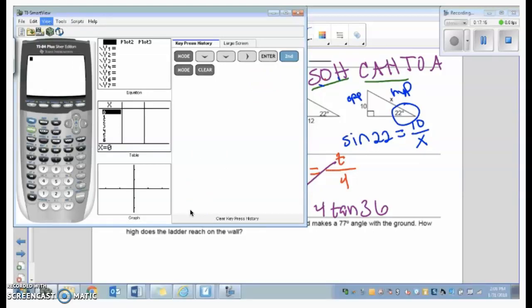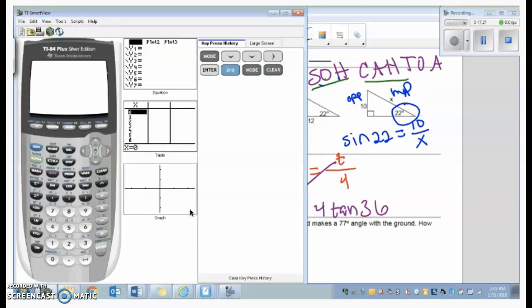So now we're going to calculate the tangent. There's actually a tangent button. Since we're doing 4 times the tangent of 36, we'll just do 4. And then we click on the tan button, and then we put in 36. And it's always a good idea to remember to close your parentheses. So that gives us this value. 4 times the tan of 36 is 2.906. So that is the value of t.